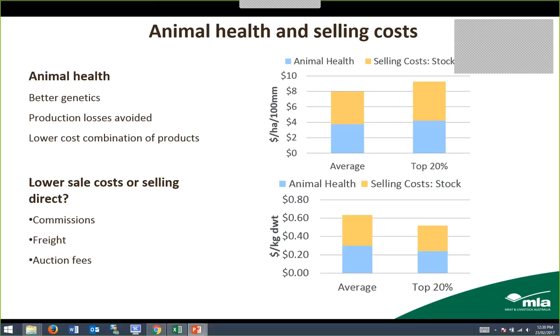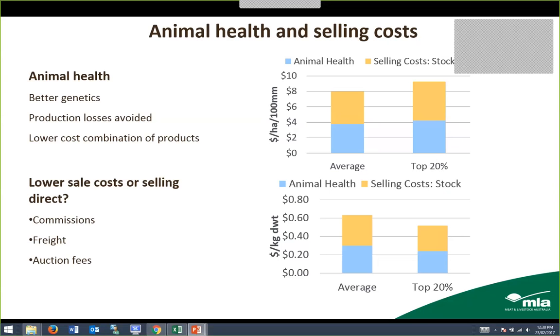In terms of sale costs, how do you keep those low? Well, it is actually possible to lower sale costs by having a higher proportion of sales as direct sales, incurring no commissions. That may not suit you, but it also requires investment in a range of other areas like market knowledge and understanding and development and maintenance of buyer relationships, and looking for supply chain feedback so that you understand exactly what your market's after.